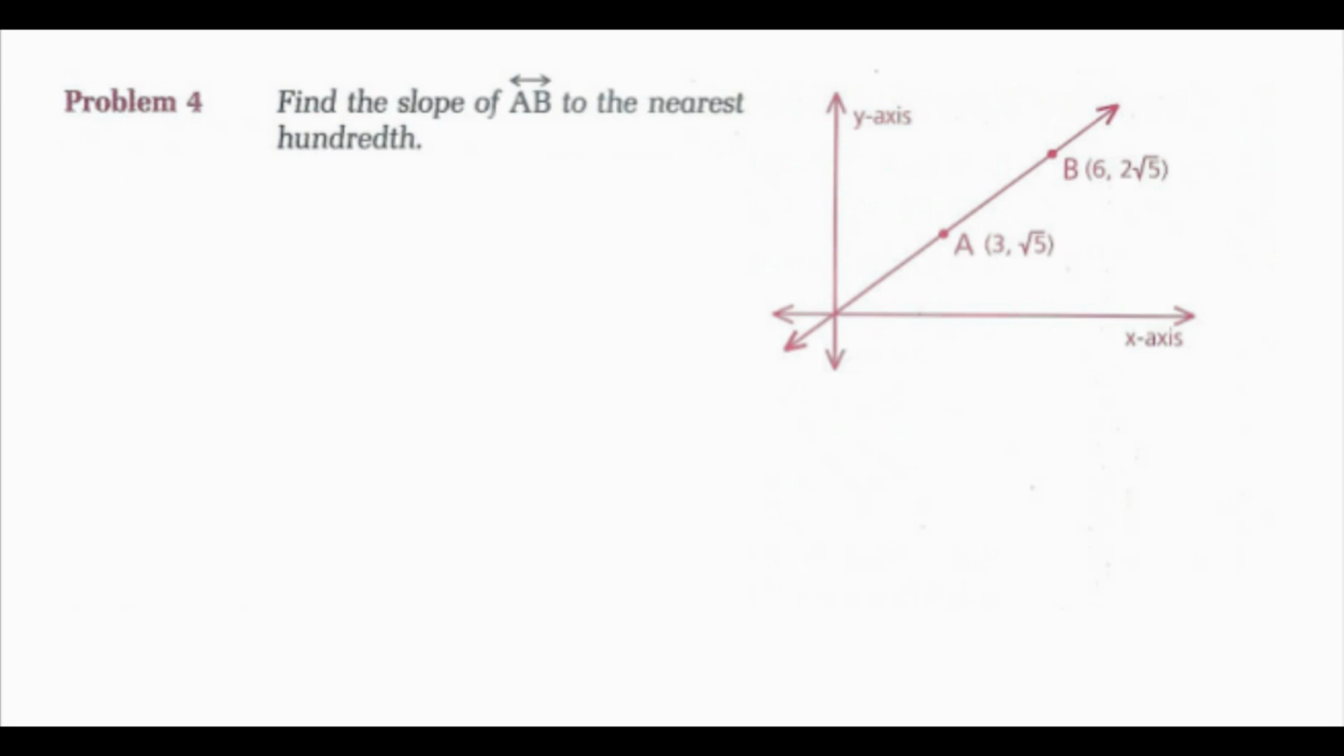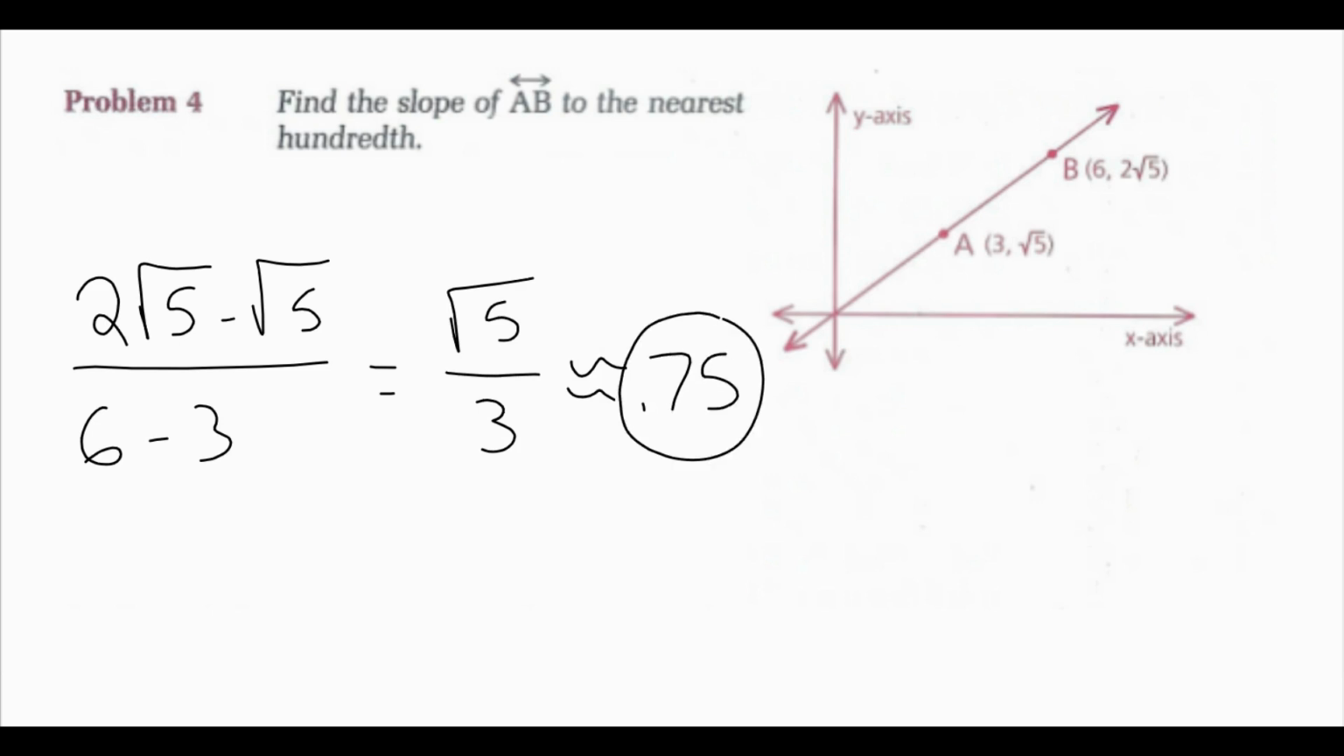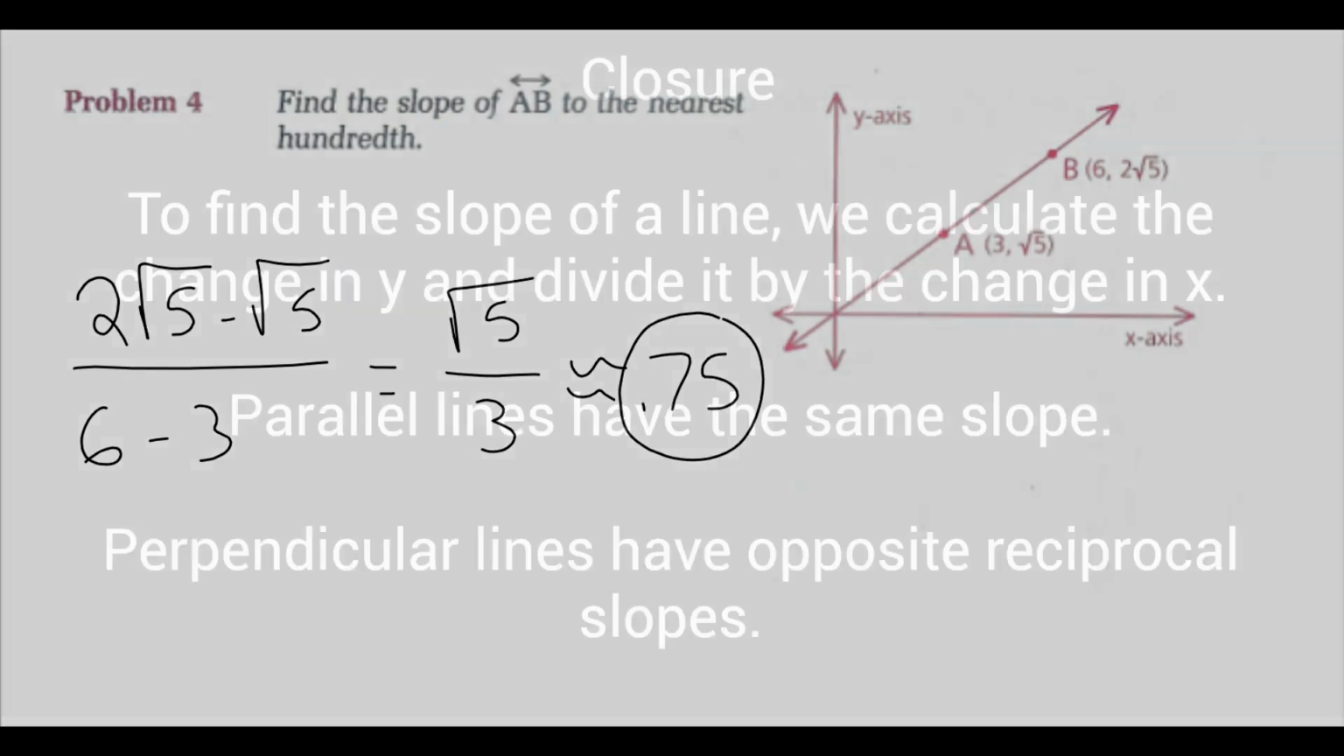Looking at problem 4, find the slope of line AB to the nearest hundredth. Here I'll have (2√5 - √5)/(6 - 3). 2√5 minus √5 is just √5. 6 minus 3 is 3. √5 over 3 is approximately 0.75. So the slope of line AB is approximately 0.75.